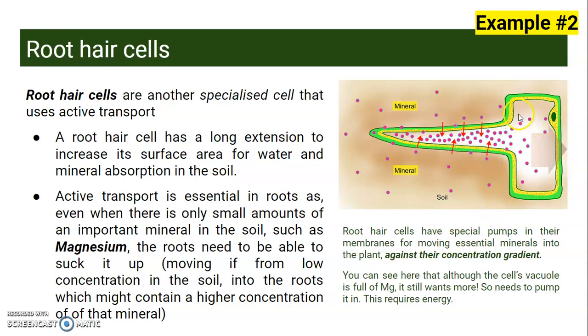So as you can see in this picture, this vacuole in the root hair cell is full of, let's say, magnesium, for example, or nitrates, but it wants to keep pulling more in, so it's going to need to use a pump to move them from where they're in low concentration outside the cell to high concentration, up their concentration gradient.